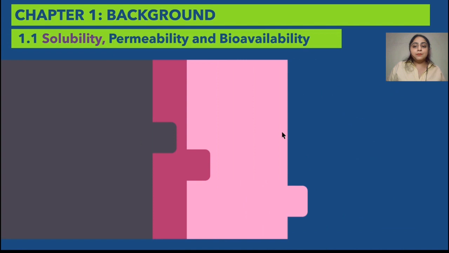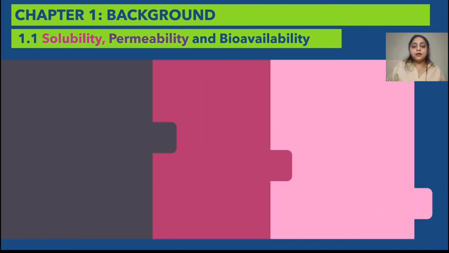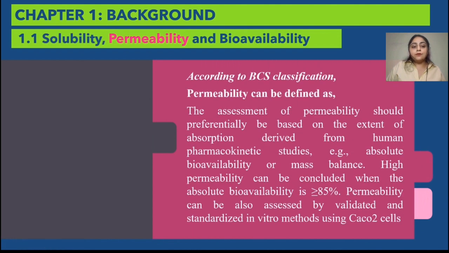According to BCS classification, a drug substance is highly soluble if a single therapeutic dose is completely dissolved in 250 ml of aqueous media over a pH range of 1.2 to 6.8 at 37 degrees Celsius. Permeability assessment should preferentially be based on extent of absorption derived from human pharmacokinetic studies, that is, absolute bioavailability. They also define that if a drug has permeability greater than 85%, then it is classified as a highly permeable drug, and it can also be assessed by using Caco-2 cell lines.